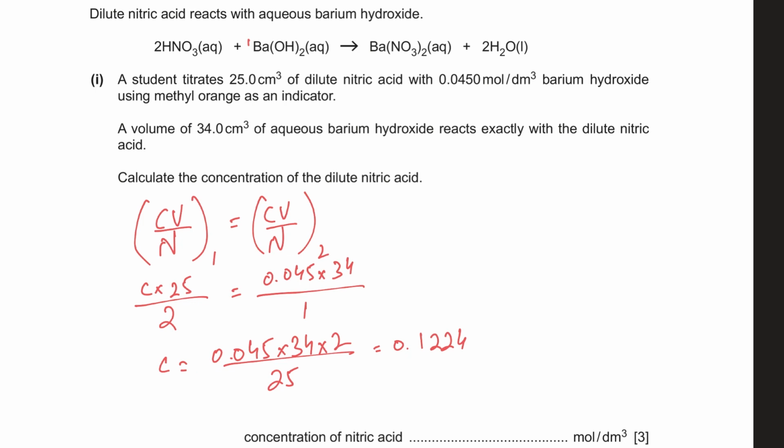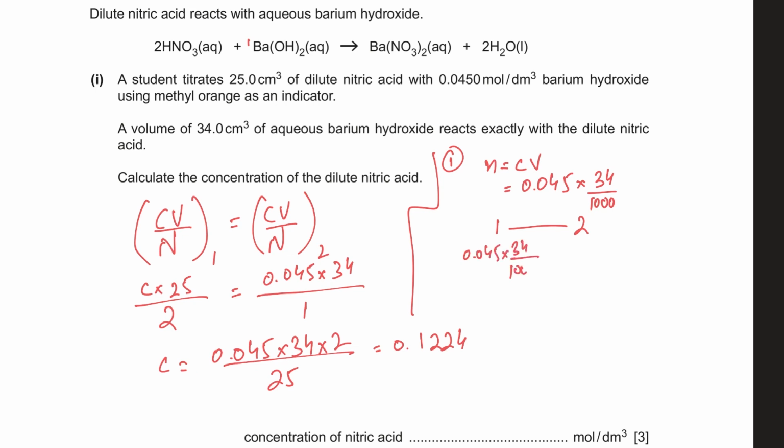Now, if I wanted to do it without using this shortcut, then I'll first figure out the number of moles of what I actually know. So I know the number of moles of barium hydroxide. Number of moles is concentration times volume. This is my first step. So that's going to be 0.045 times 34 divided by 1000 to convert it to dm³. Now this is my number of moles of barium hydroxide that I have. Now using the mole ratio, I'll multiply this number by 2. So 1 barium hydroxide reacts with 2 moles of that. So 0.045 times 34 over 1000 reacts with X.